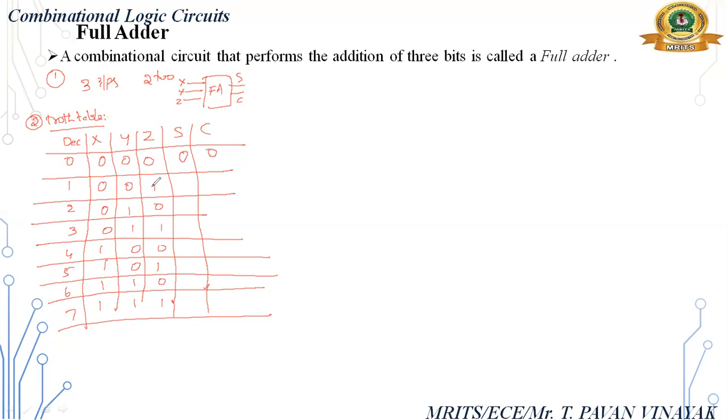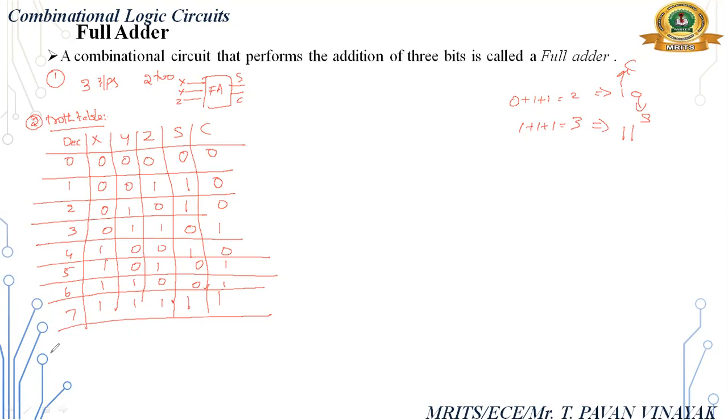0 plus 0 plus 1 means 1, so 1 0 again. Single number is available here. Next, 0 plus 1 plus 1 means 2. 2 means 1 0. This is sum, this one is carry. So sum is 0, carry is 1. Again one bit is there, so 1 0. Two ones means this one. Next, 3 ones: 1 plus 1 plus 1 means 3. 3 in binary is 1 1. So sum is 1, carry is 1.